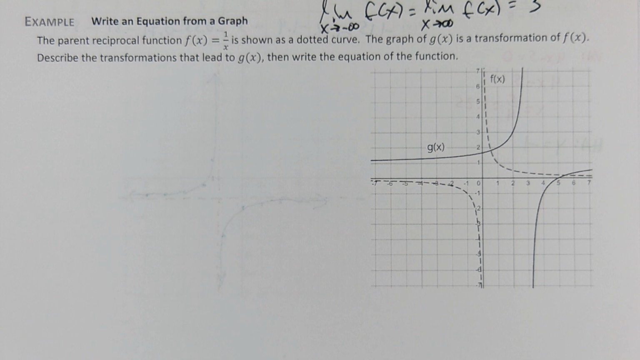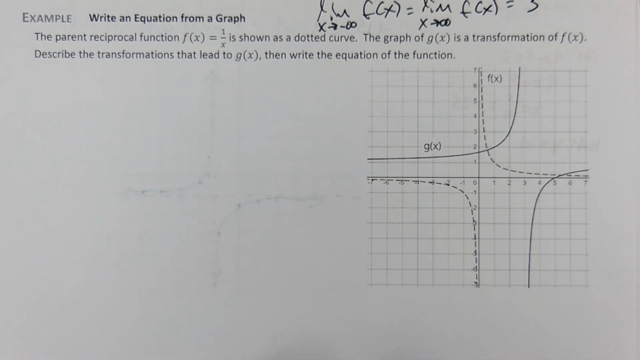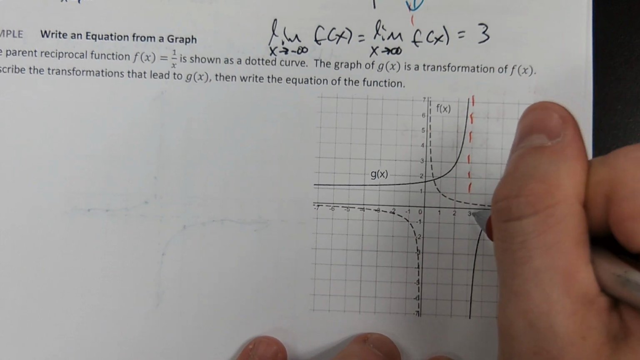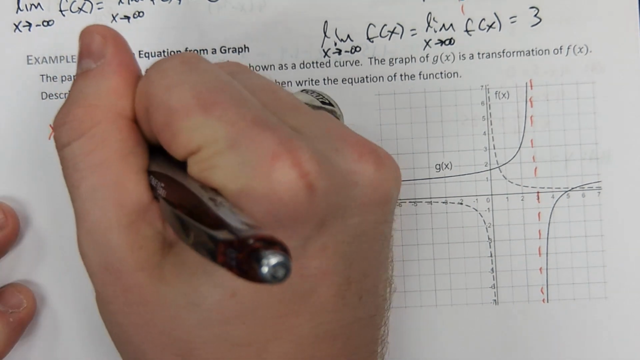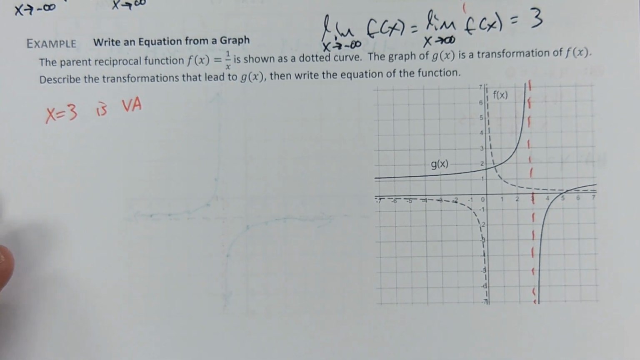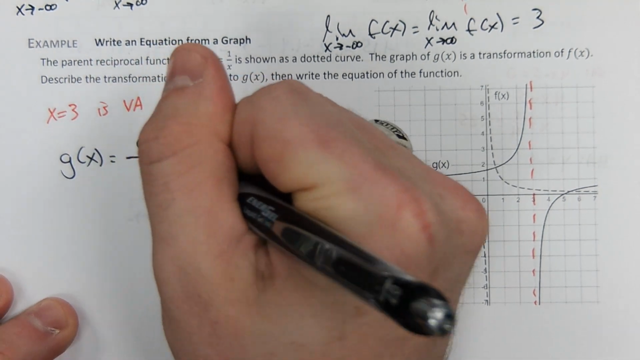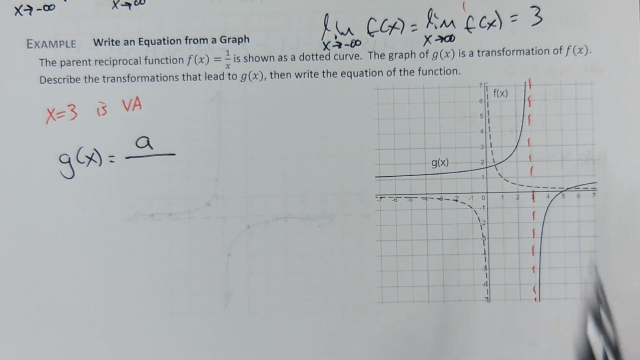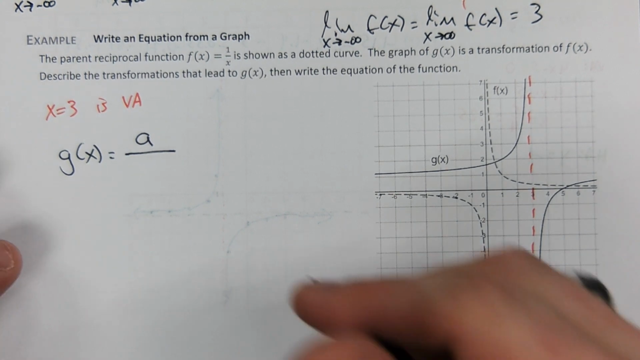Say it louder, come on. What x value is g of x purposely missing? 3. One person said it. X equals 3 is my vertical asymptote. That means 3 makes the bottom of my equation equal 0. If 3 makes the bottom equal 0, if it's been shifted to the right 3, what does the bottom of my equation say? Transformations, guys. X minus 3.